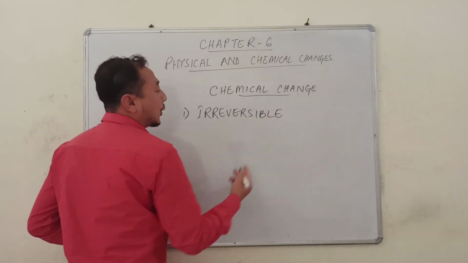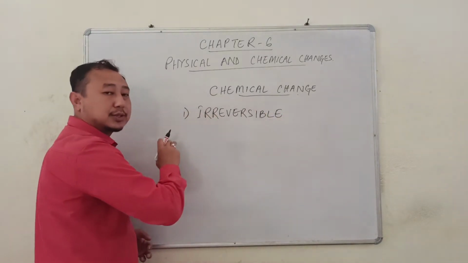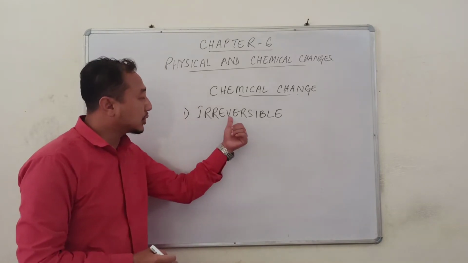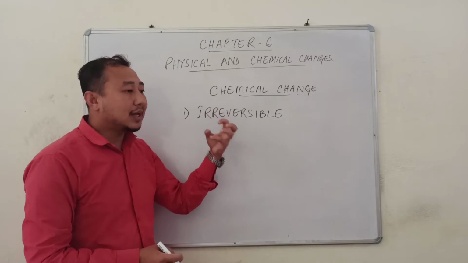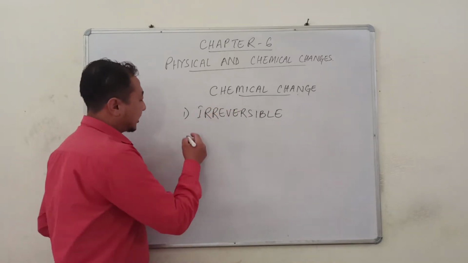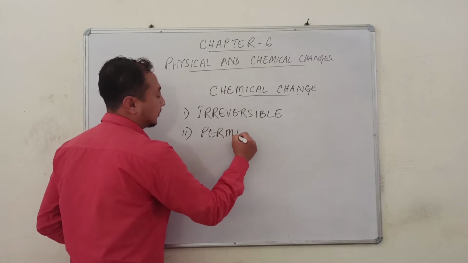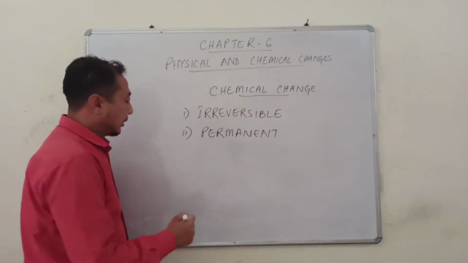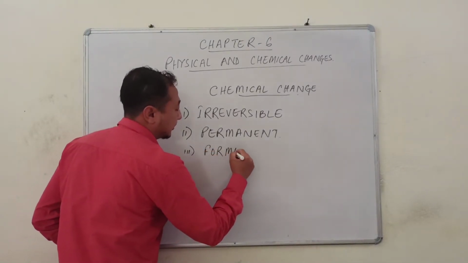It is because when a substance changes to another substance, the new substance will not be able to get converted back to its original form. Because of this reason, chemical changes are known as irreversible changes. So as it is not reversible, such type of changes is also known as permanent changes. During these changes, there will be formation of a new substance.